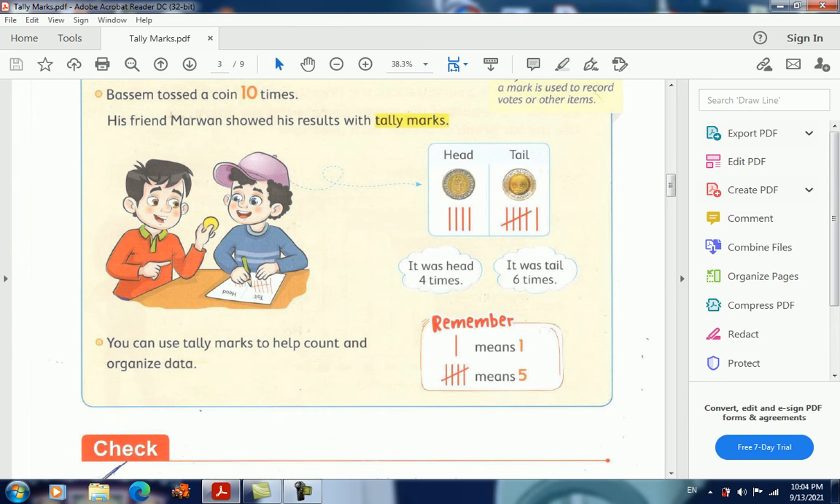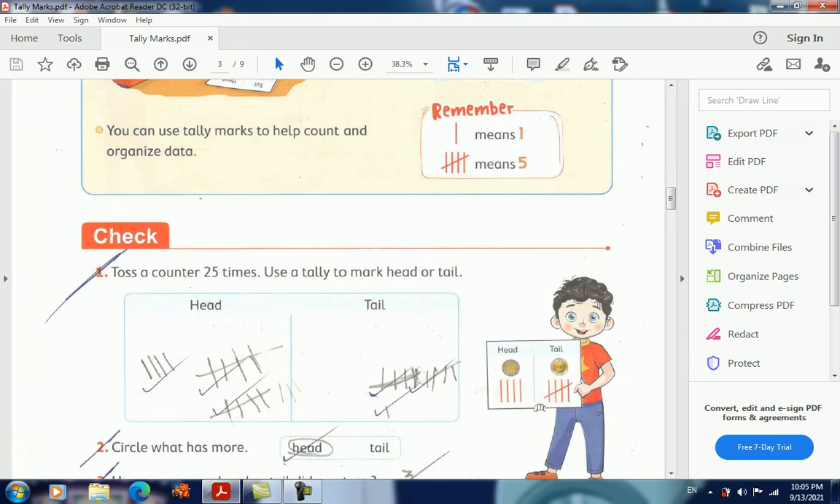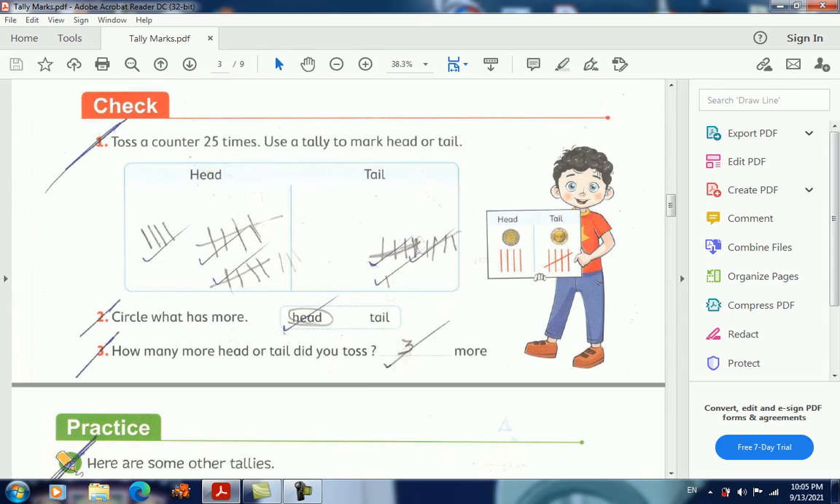And now they are giving us a hint to remember. One, a vertical line only, means 1. And 4 with a horizontal, which is a stack, means 5. So you can use tally marks to help count and organize data. Yes, this is sure. Now, check.